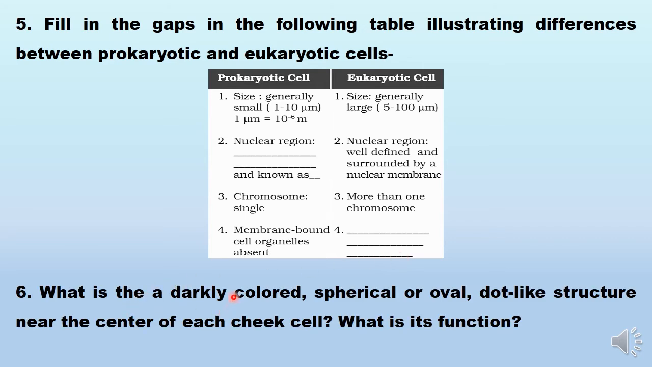What is a darkly colored spherical or oval dot-like structure near the center of each cheek cell? Now for the cheek cell, you should be consulting activity 5.7. And what is its function? So the darkly colored spherical or oval dot-like structure is nucleus of the cell, and the function of nucleus is to govern all the metabolic activities of the cell and also help in the cell division.